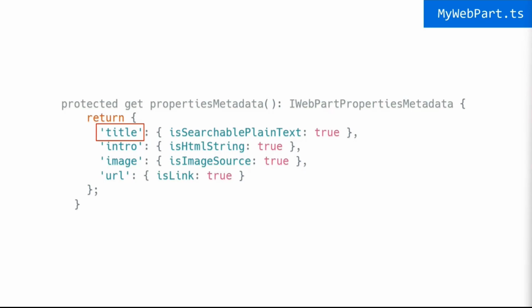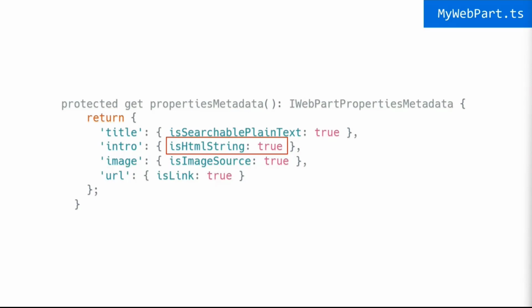Here's how it works. For example, here, my title property, which I didn't show through the property pane, is still something that I've exposed through my web part. I probably want people to find my web part through the title. So if I have a web part called Office Hours, I should be able to find it. And to do that, I'm going to say isSearchablePlainText equals true. That basically says that the title attribute, when I store it, will be searchable and it's going to be plain text. I could also store HTML values in my web part, and you can absolutely do that. You can say isHtmlString equals true.